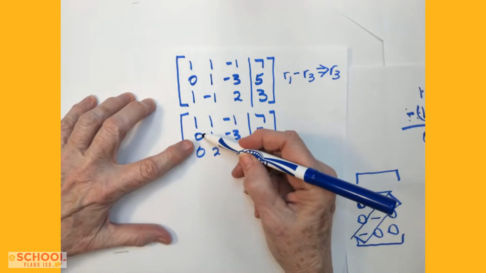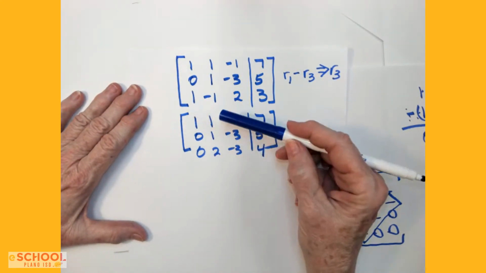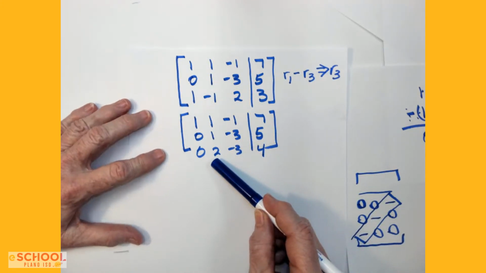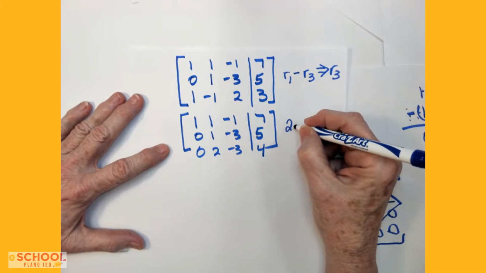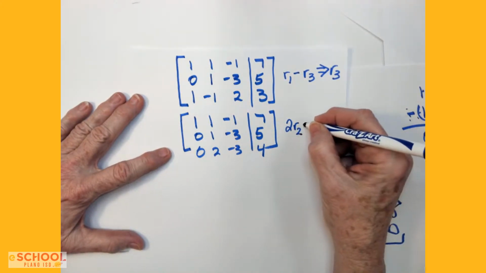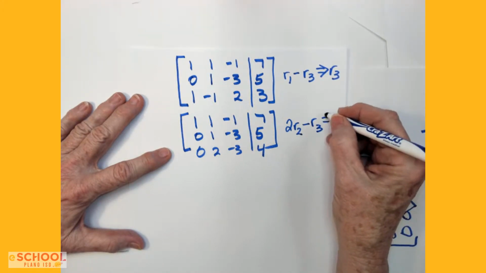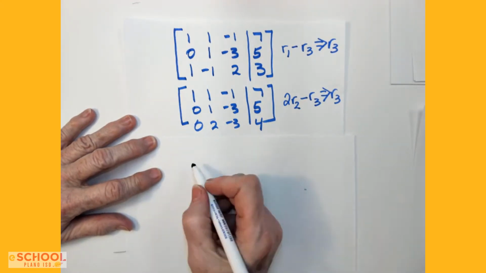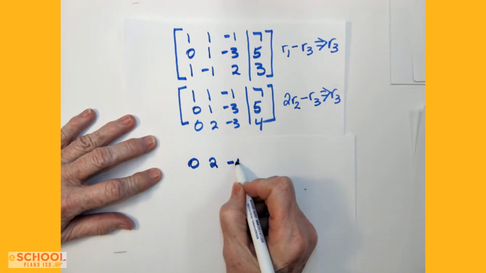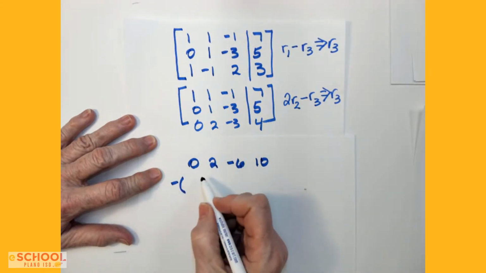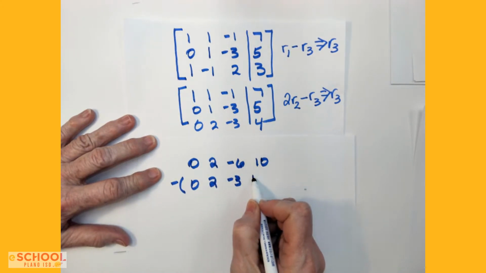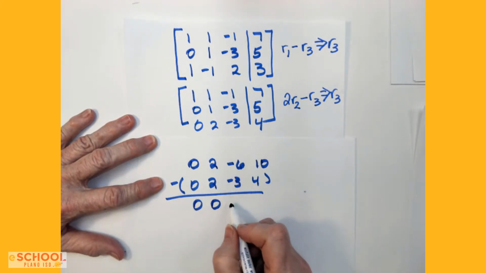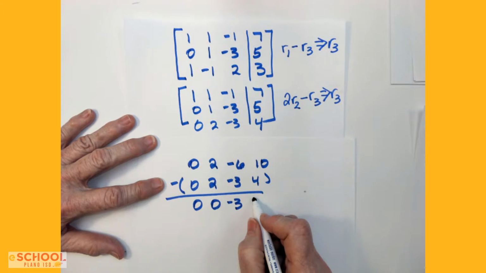Alright, so I have a 0 here, a 0 here, a 1 in this part, a 1 in this diagonal. Now row 3 needs to become 0. So I need to take 2 times row 2, and subtract row 3 to make your new row 3. Okay, so now we're going to double row 2. So 0, 2, negative 6, 10, and subtract row 3, 0, 2, negative 3, 4. So 0, 0, negative 6 minus negative 3 is negative 3, and 10 minus 4 is 6.